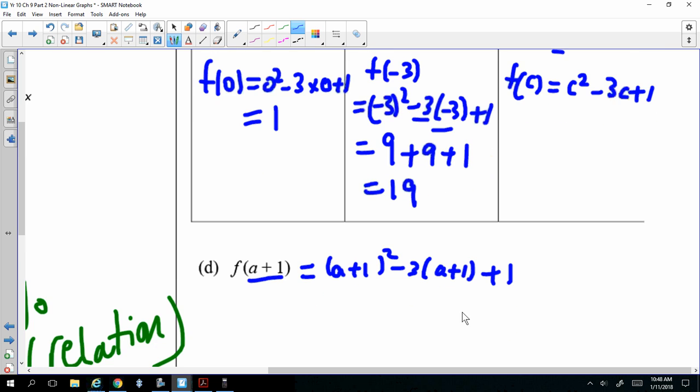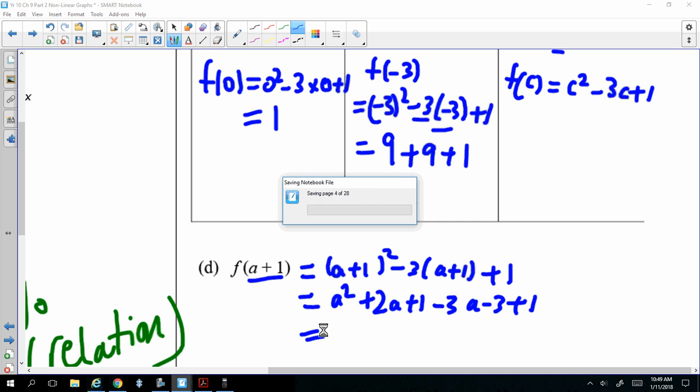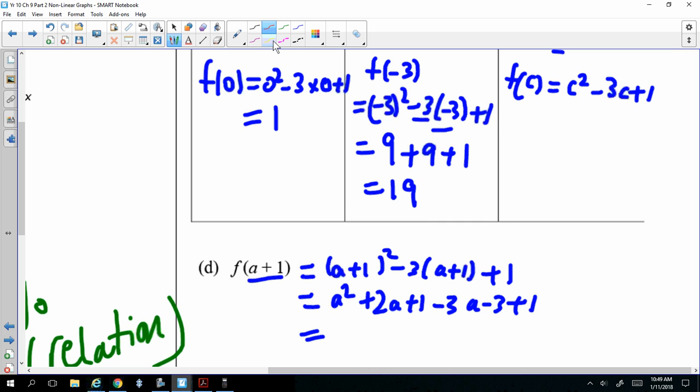Continuing on. Now you need to use algebra to expand. Let's expand the perfect square. You get a squared plus 2a plus 1 minus 3a minus 3. It's a very long chapter, and a very important one too. Then you collect like terms. 2a and negative 3a are like terms, so you get negative a. Then a squared in front. And 2 minus 3, you get minus 1. Hopefully you got that answer.